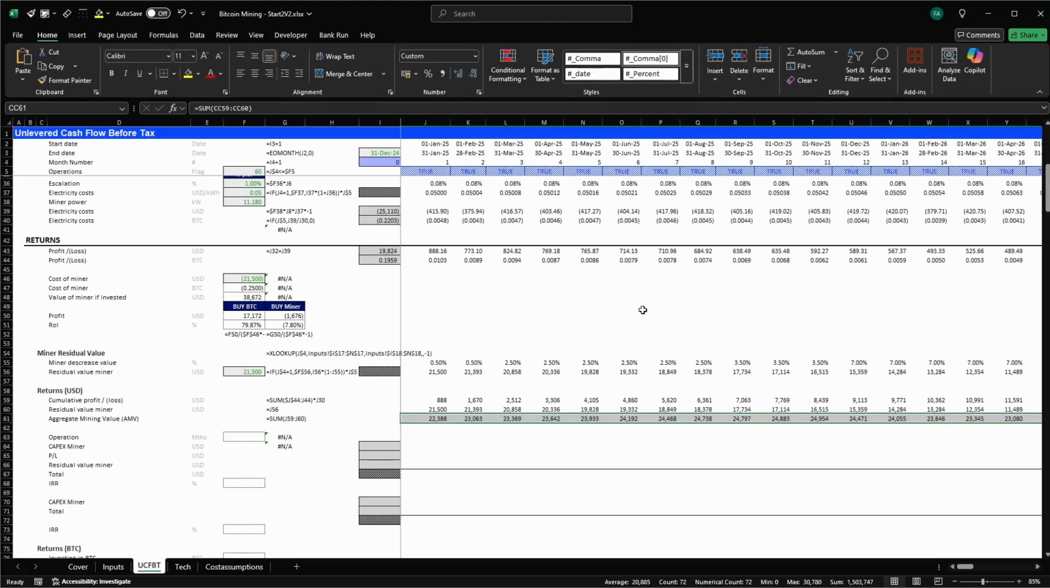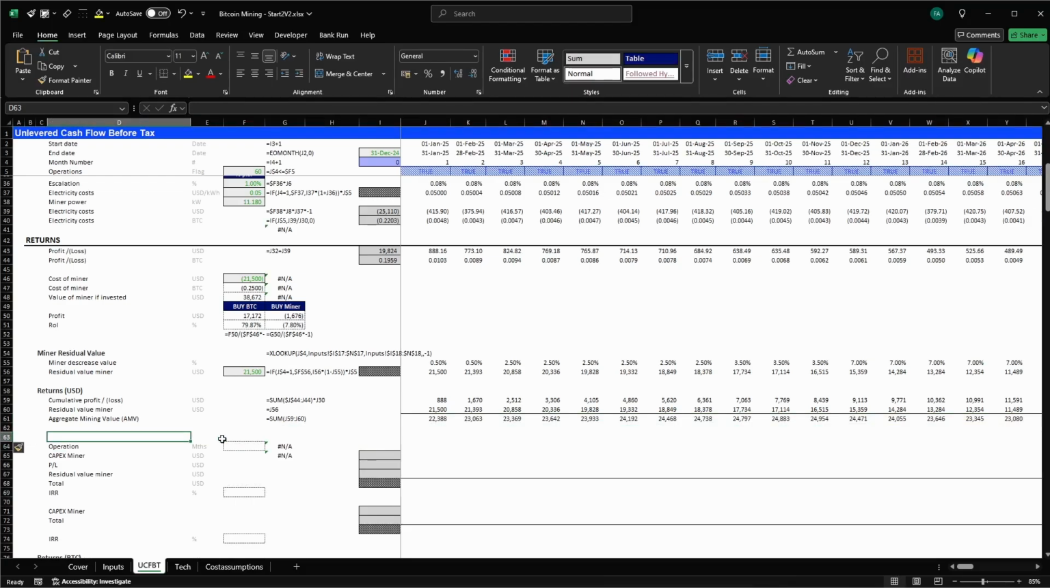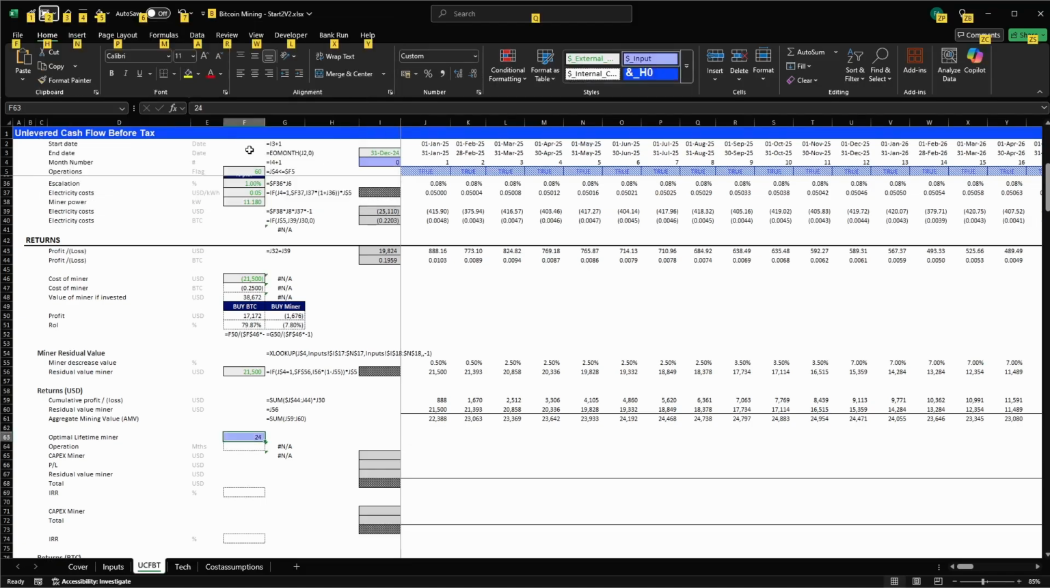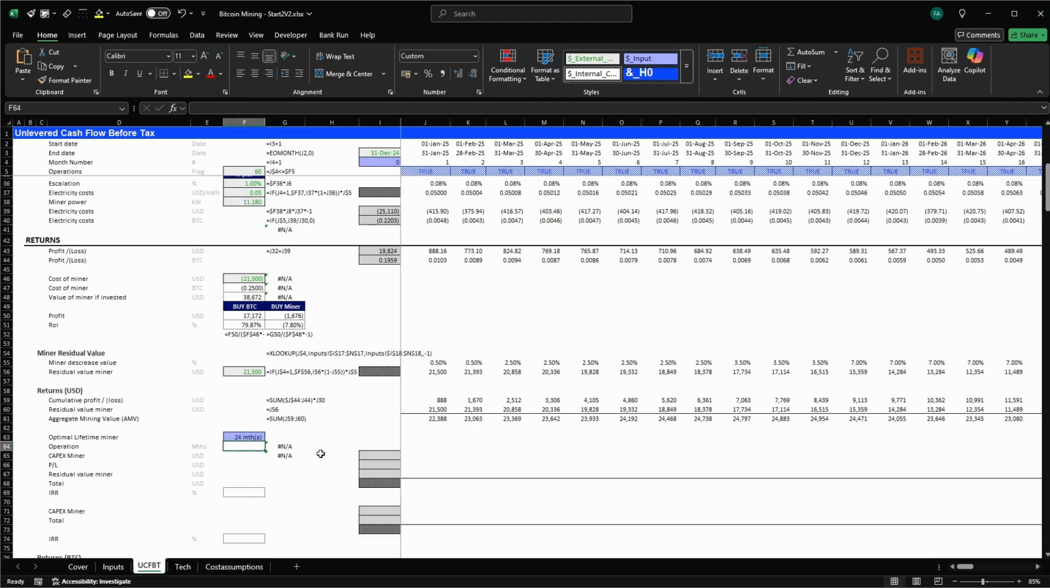So basically, I'm gonna delete here. I'm gonna add a row. I'm gonna say the optimal lifetime of the miner is, let's say, 24 months. Okay, I'm gonna have this input over here for now. I'm just gonna make sure I can fix this. Let's say I'm gonna select this 24 months. And now we can calculate.